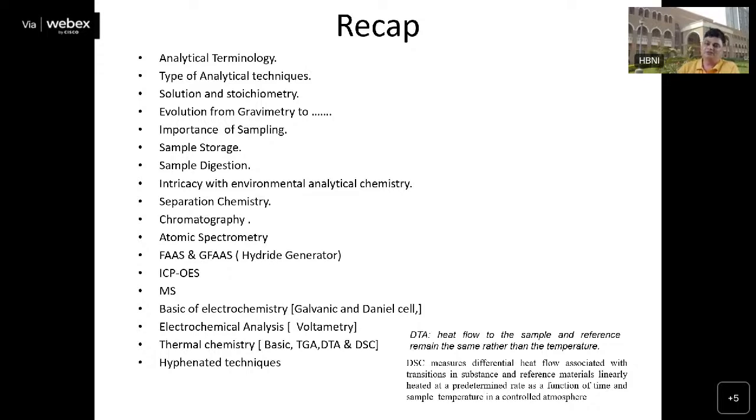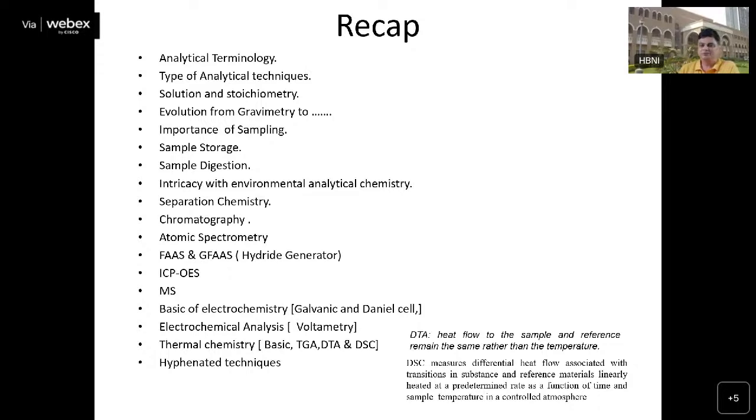So in this, we have seen TG, in which there is a change in the mass as we vary the temperature. That is called thermogravimetric analysis. And when we take the derivative of that mass change, it can be done with the help of the derivative also.